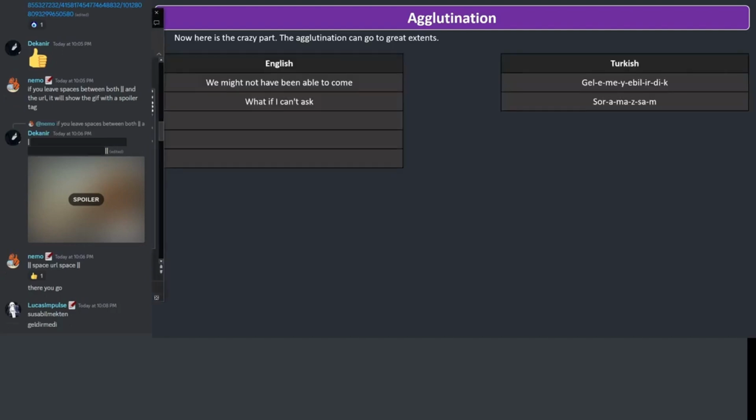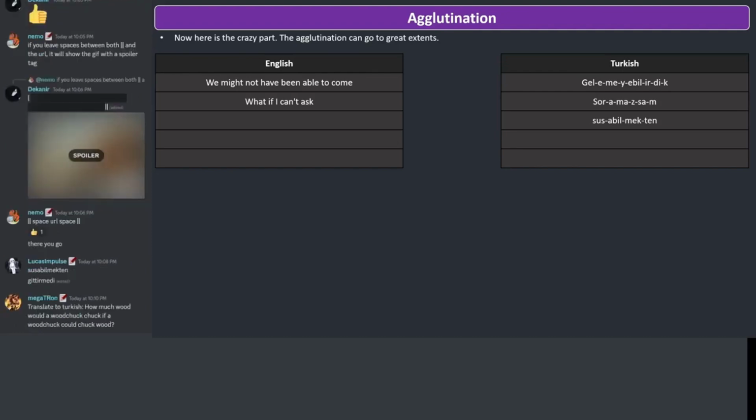And I will start with this, susabilmekten. So I will first start with the Turkish. Susabilmekten. Sus, abil, mekten. That one is tricky because it has mek and ten. I will say because of being able to susmak, to stop talking. Does that make sense? Because of mek. So I mean, because of is ten.